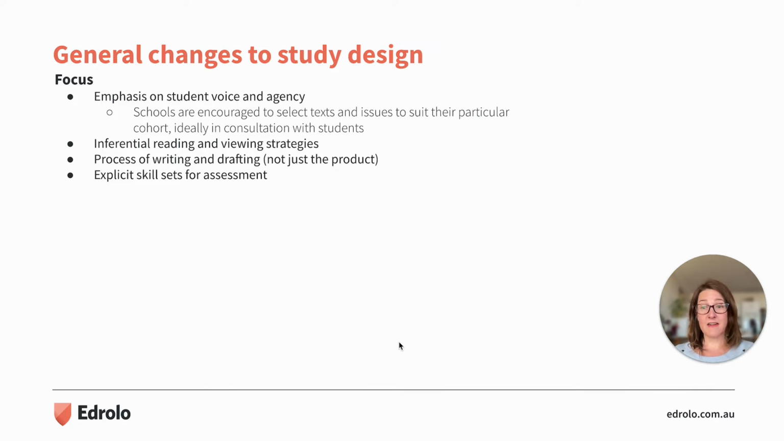There's also more on inferential reading and viewing strategies. So more about the process of understanding a text and writing about it, and more about the process of writing and drafting. So not just the finished product, but more about reworking, getting feedback, refining, redrafting, all of that wonderful creative process. As well, what the study design has included, which excites me because I love dot points, are more explicit skill sets for assessment, and we'll get into that in a bit, but I love them. I think they're a really positive addition to the study design.